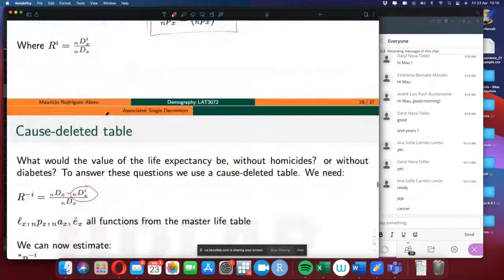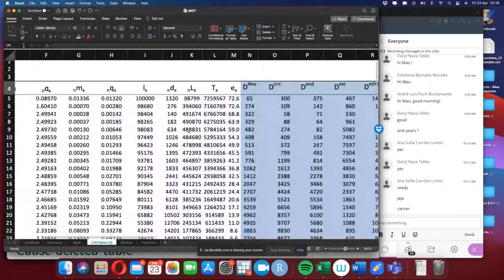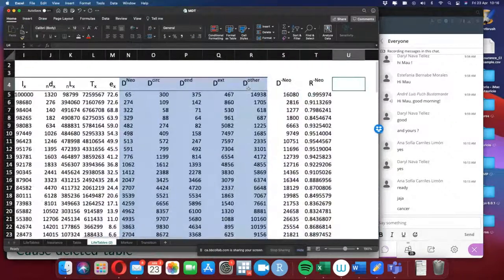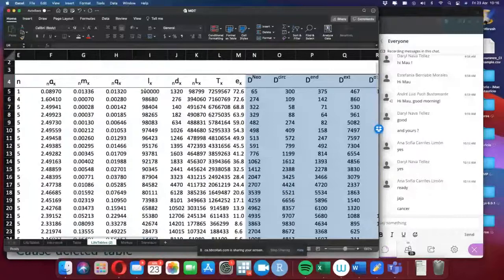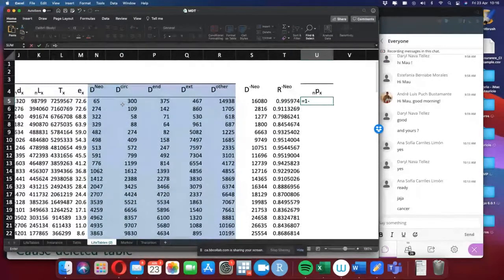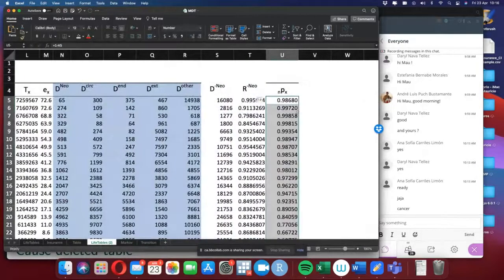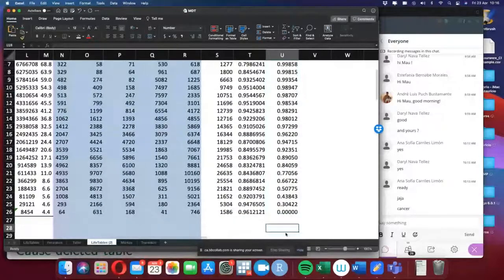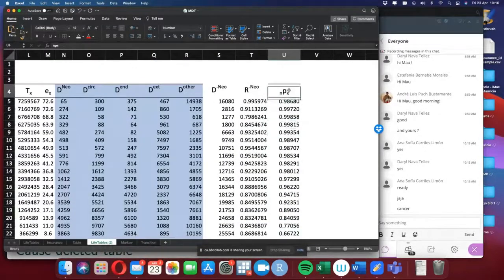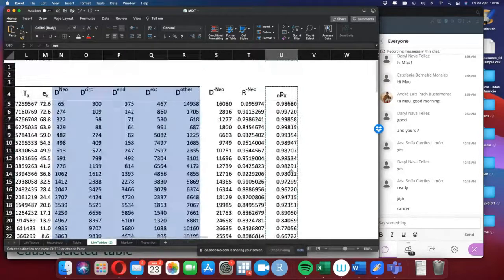And now we can estimate this probability, but we don't have P in our life table, but we have Q. That's fine. So let's just estimate the value. We could do it in one step, like 1 minus and then to the power of this thing, but let's just keep the formulas as simple as we can. For men and for women. Okay.